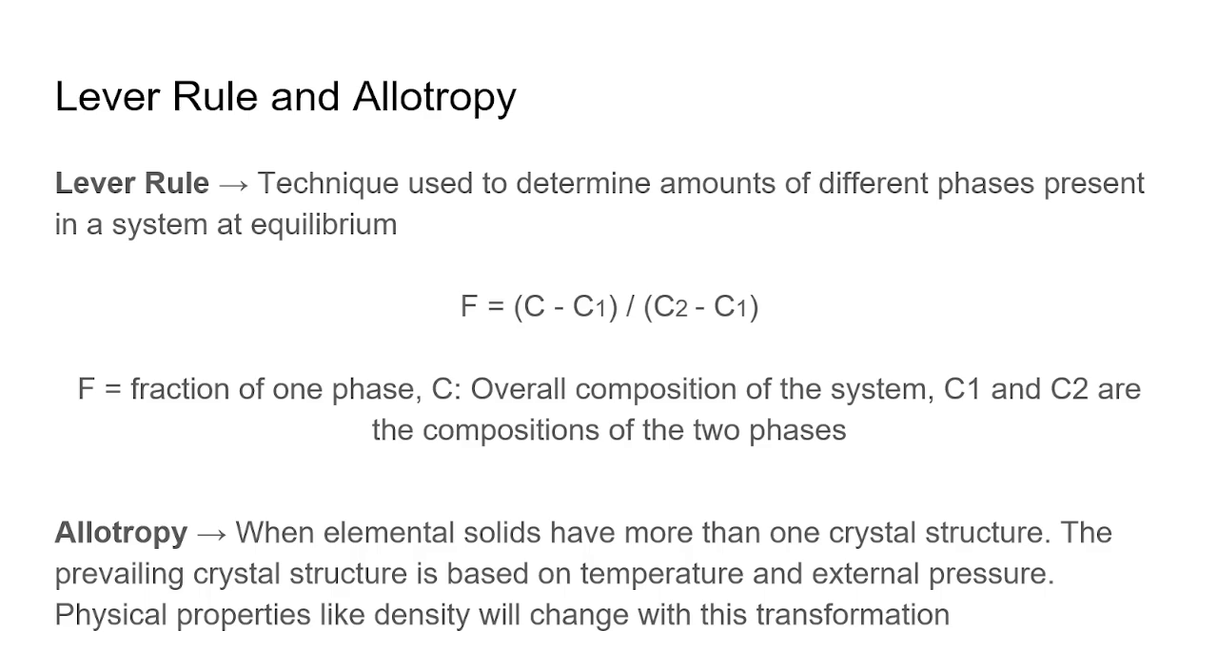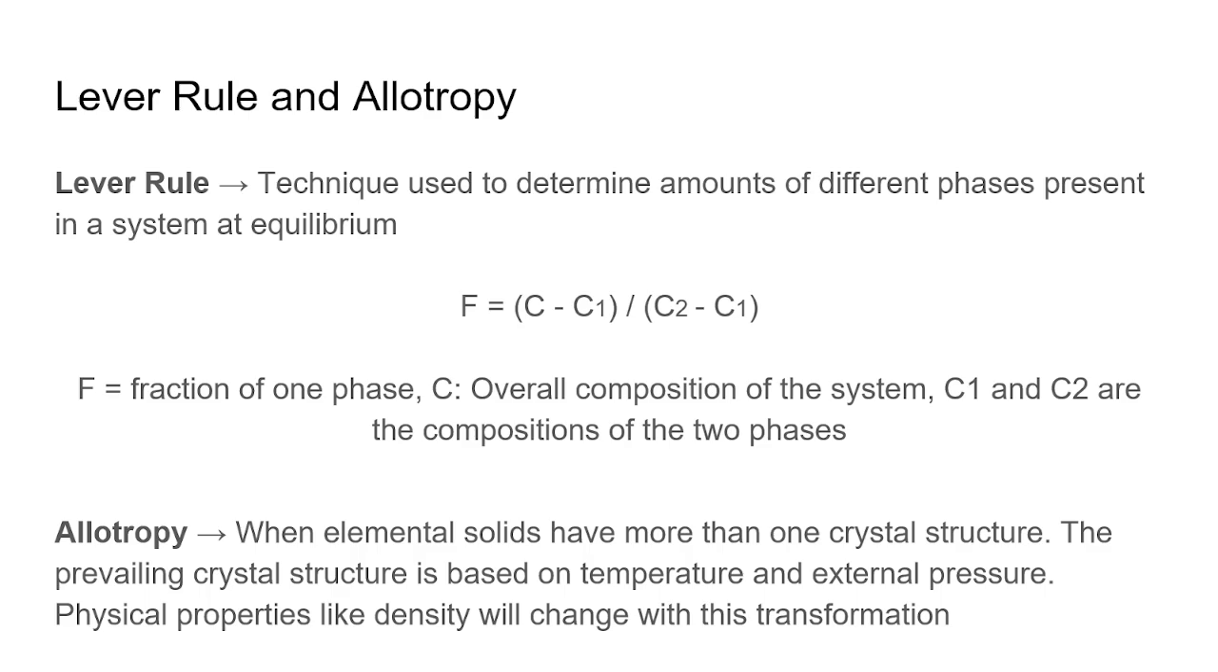So you can see on the screen that the lever rule equation is F equals (C minus C1) over (C2 minus C1), where F is the fraction of one phase, C is the overall composition of the system, and C1 and C2 are the compositions of the two phases.